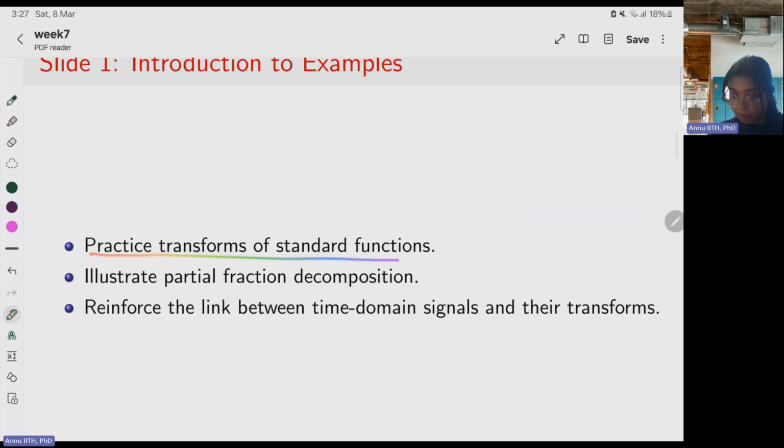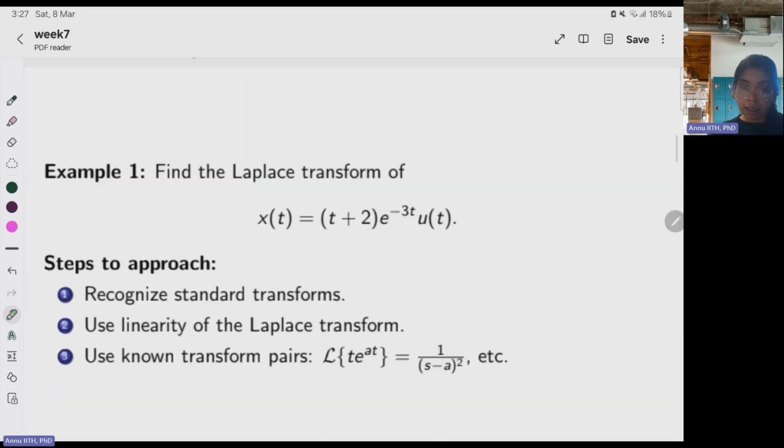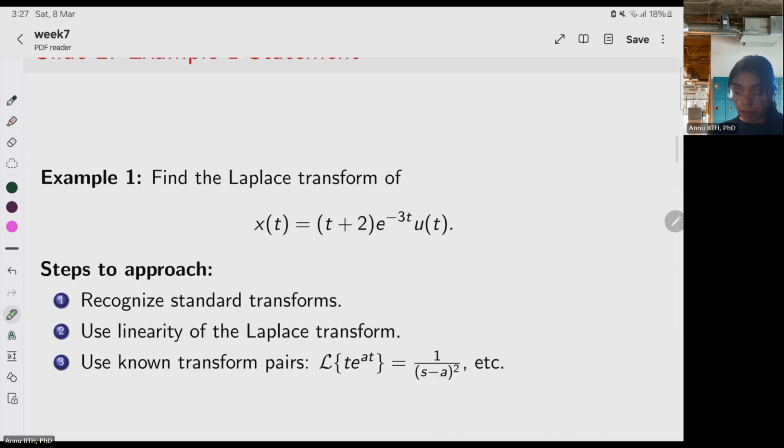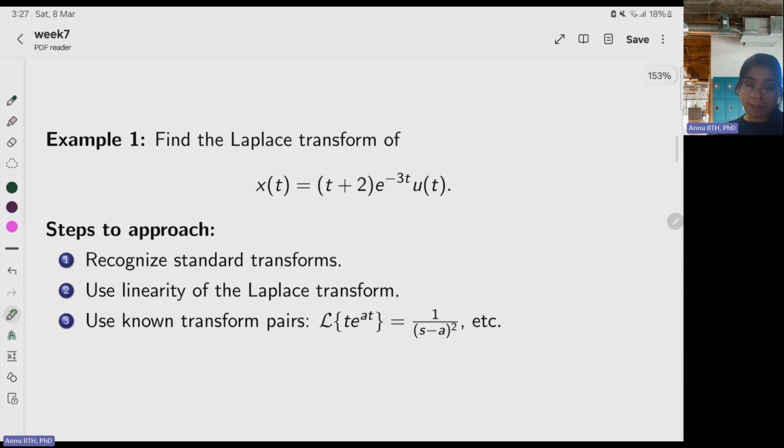So practice transforms of standard functions illustrate partial fraction decomposition and reinforce the link between time domain signals and their transforms. Let us see how we can do it. We have some more problem statements here, which is very exciting. Find the Laplace transform of x(t) equal to (t plus 2) e to the power minus 3t u(t). So how will you determine this?